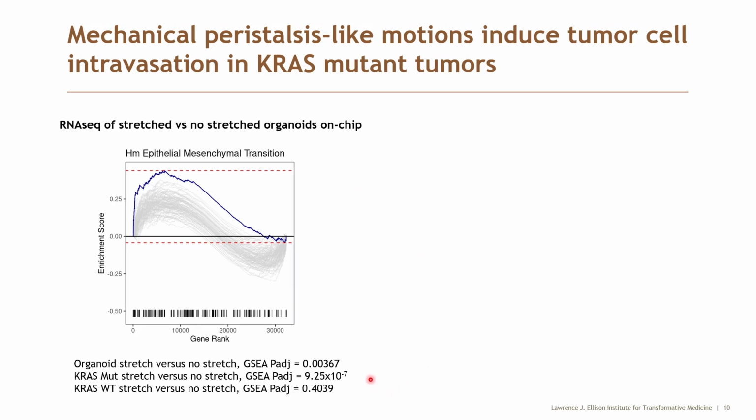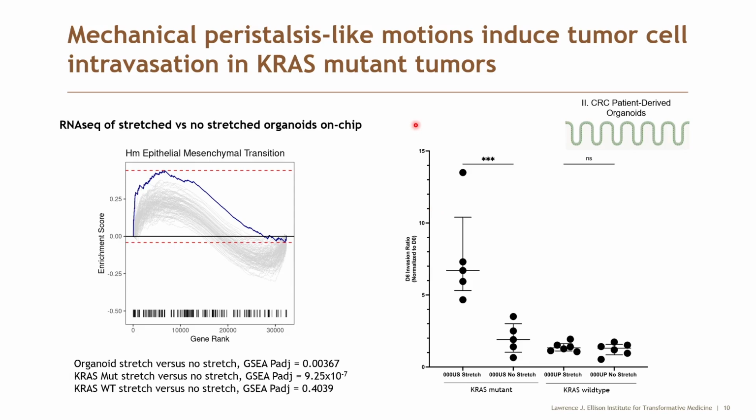We further broke that down by the KRAS status of our tumors, of our organoids. And you can see that in the KRAS mutant organoids, you have a highly, highly significant enrichment of this EMT pathway, whereas in the KRAS wild-type organoids, you do not have the same enrichment in the stretch versus not stretch. Again, suggesting that while we see this nice phenotypic increased invasion due to peristalsis, we're also seeing this nice indication with the EMT from the gene expression.